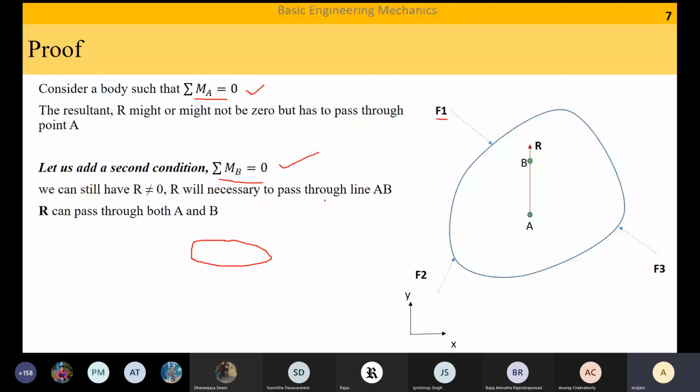So let us introduce a third condition. Let us say that summation of moment about a point C prime is zero.